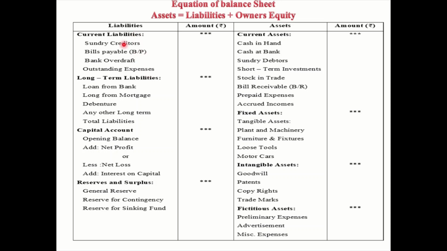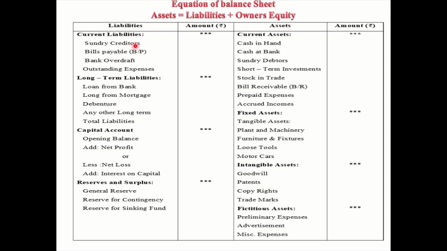Fixed liabilities are long-term liabilities which are generally redeemed after a longer period, that is 5 to 20 years. That we call long-term liability. Loan from bank, loan on mortgage, debentures, or any other long-term loans are called long-term liability. Then current liability.